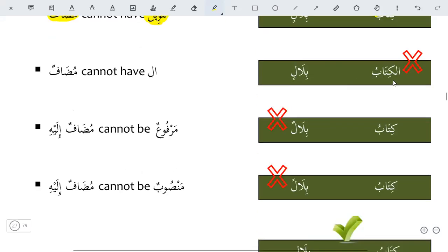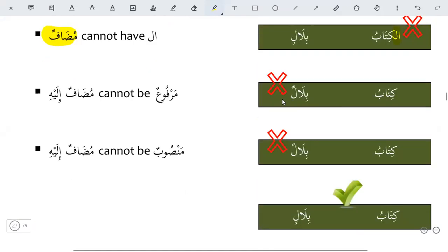Then the next is al-kitabu bilalin. This is also wrong, this is incorrect. We cannot write like this because mudaf cannot have alif lam. So there is alif lam, that's why it is wrong. It is incorrect. Kitabu bilalun.